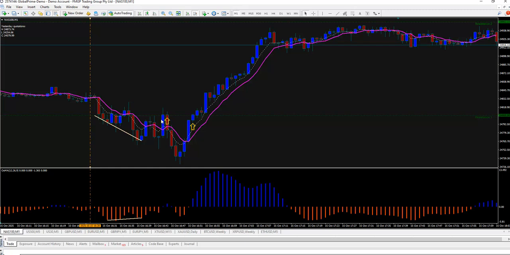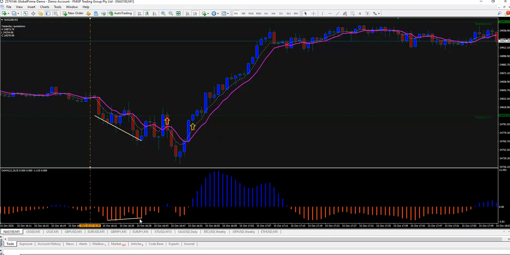See, me, if I would have got in right here, I would have got out right here. As soon as it came back down and the 5 was closing below the 7, I would have got out of that trade. I would have had a small losing trade. Then I would have waited. And when I waited some more, I would have waited for this setup right here, okay?